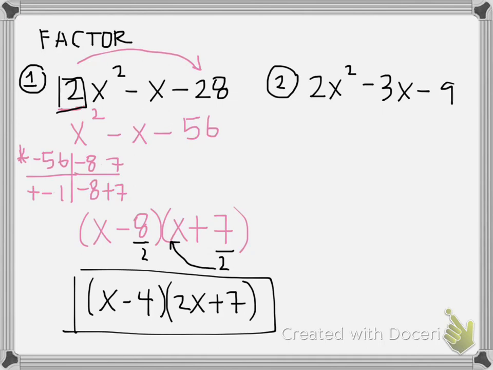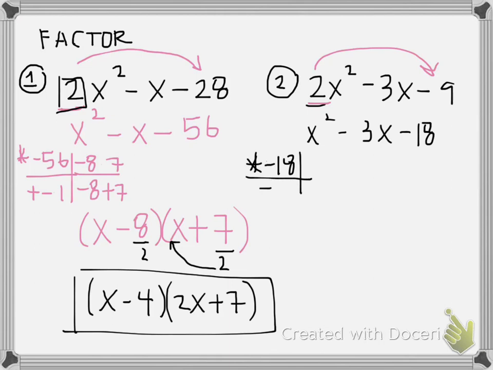Okay. All right, so what about this next one? There is a 2 outside here that cannot be factored out. So we're going to multiply that 2 times that 9 there. So this is going to become x squared minus 3x minus 18. Okay. So now we're going to ask ourselves what multiplies together to be a negative 18, and then at the same time adds together to be a negative 3.